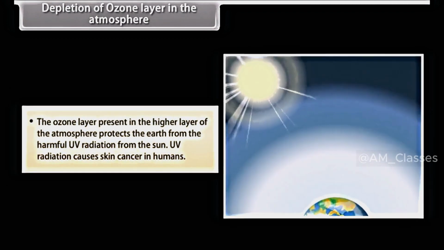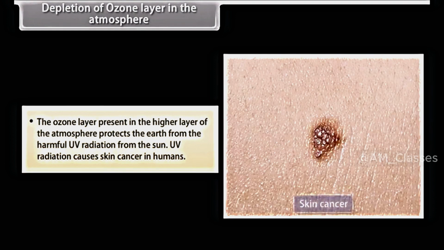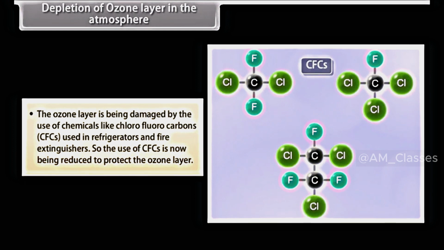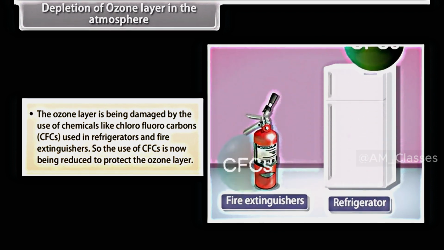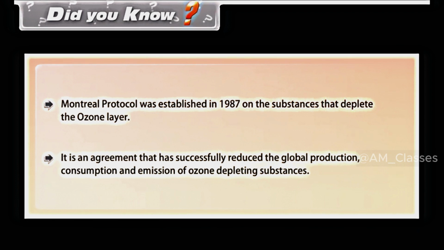The ozone layer present in the higher layer of the atmosphere protects the earth from the harmful UV radiation from the sun. UV radiation causes skin cancer in humans. The ozone layer is being damaged by the use of chemicals like chlorofluorocarbons, CFCs, used in refrigerators and fire extinguishers. So the use of CFCs is now being reduced to protect the ozone layer. Did you know? Montreal Protocol was established in 1987 on the substances that deplete the ozone layer. It is an agreement that has successfully reduced the global production, consumption, and emission of ozone-depleting substances.